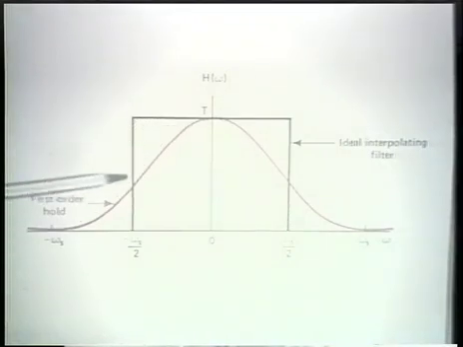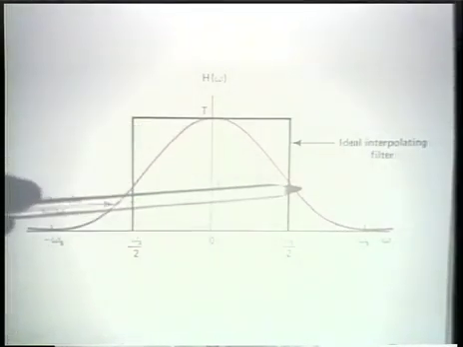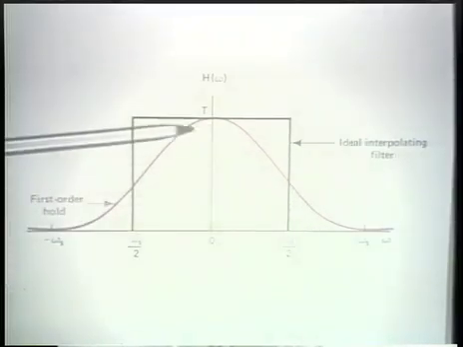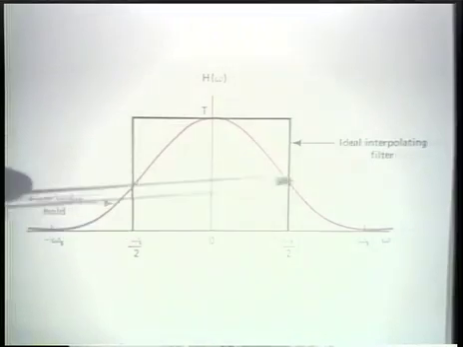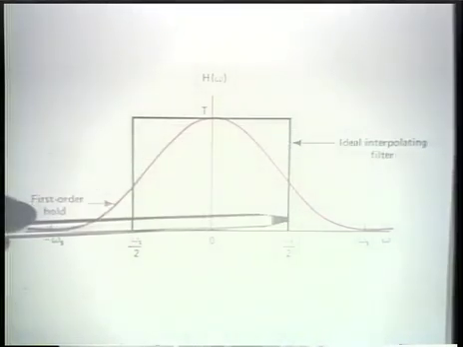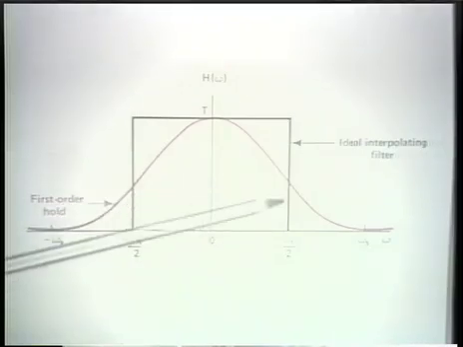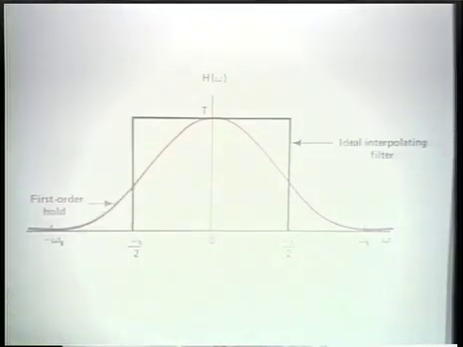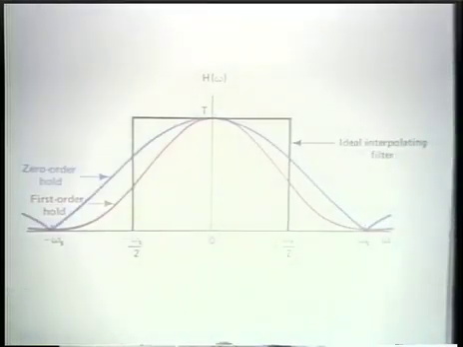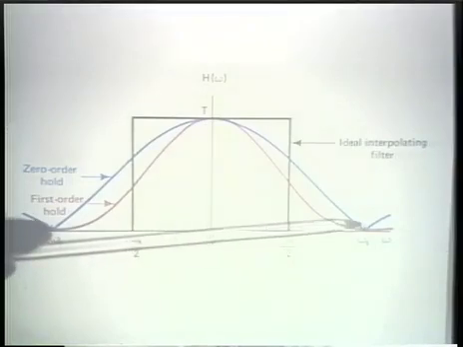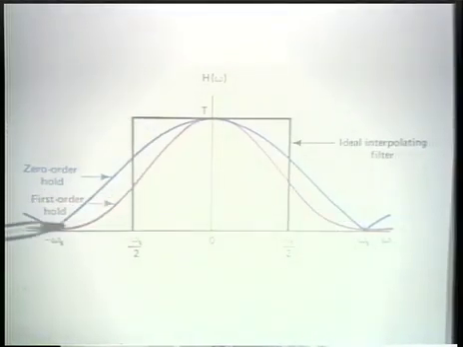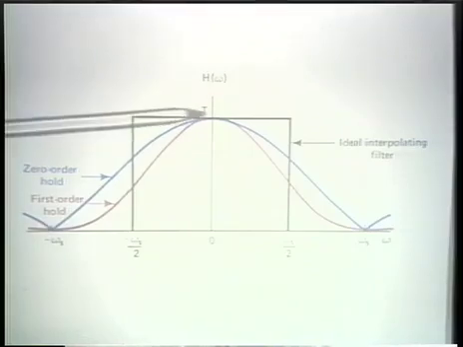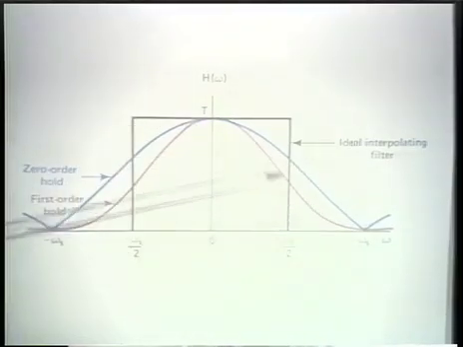And the fact that there's somewhat more attenuation outside the passband of the ideal filter is what suggests, in fact, that the first order hold, or linear interpolation, gives us a somewhat smoother approximation to the original signal than the zero order hold does. And so, in fact, just to compare these two, we can see that here is the ideal filter, here is the zero order hold corresponding to generating a boxcar kind of reconstruction, and here is the first order hold corresponding to a linear interpolation.